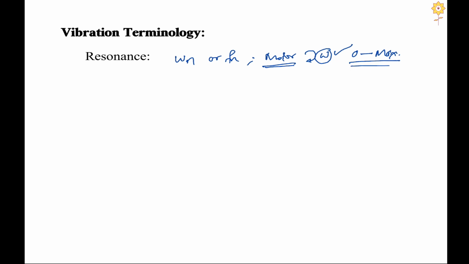So, this is a variable thing, but once designed, omega n will remain constant. So, whenever this omega happens to be equal to omega n or it is very close to it, then we have a condition called resonance. So, why is resonance very important? Because the amplitudes set up during resonance are very high, right.